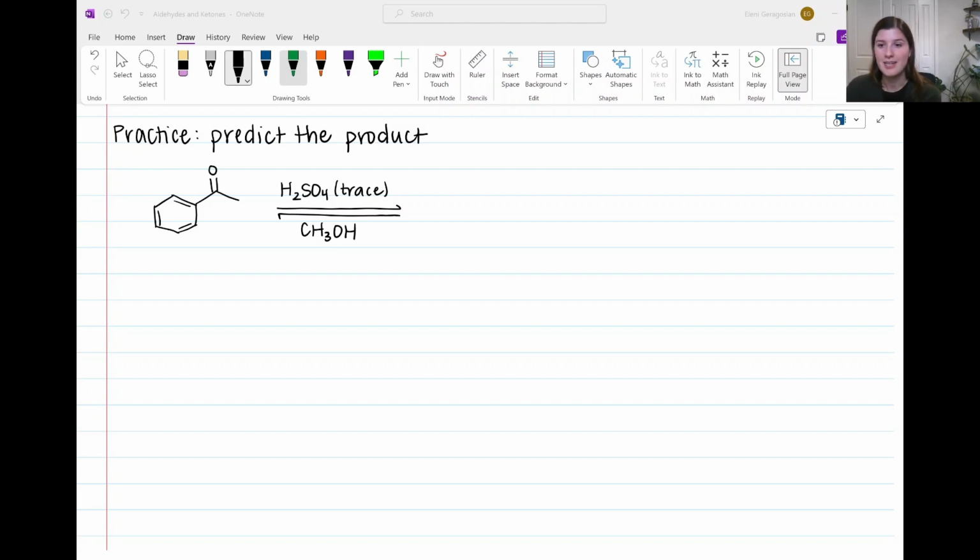Well, if I see all of this, I see we have a ketone, an alcohol, and an acid catalyzed reaction. This tells me that the carbonyl carbon from our original ketone will now be bonded to two alkoxy groups. Both of the alkoxy groups come from the alcohol, the methanol. So now that carbonyl carbon is bonded to two methoxy groups, each coming from methanol.